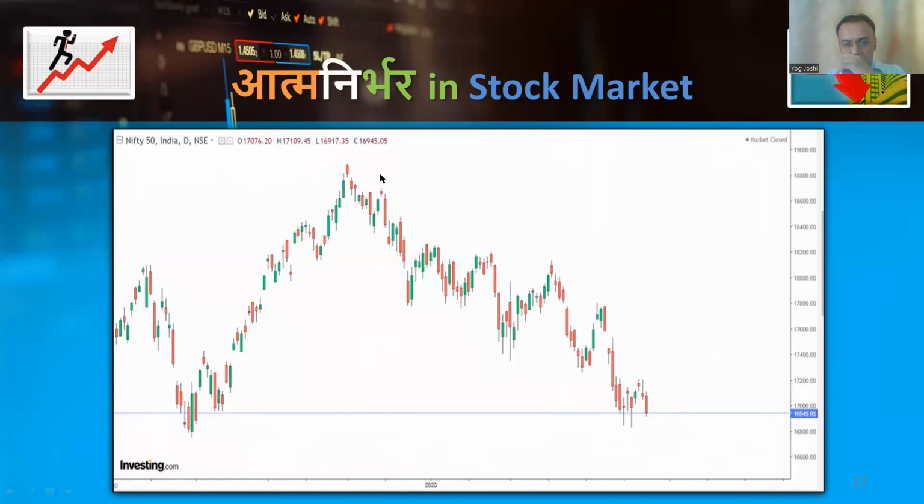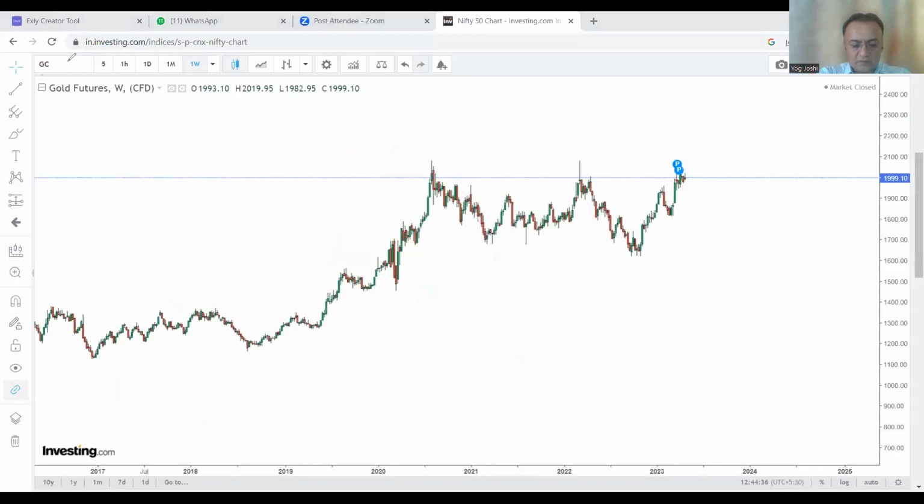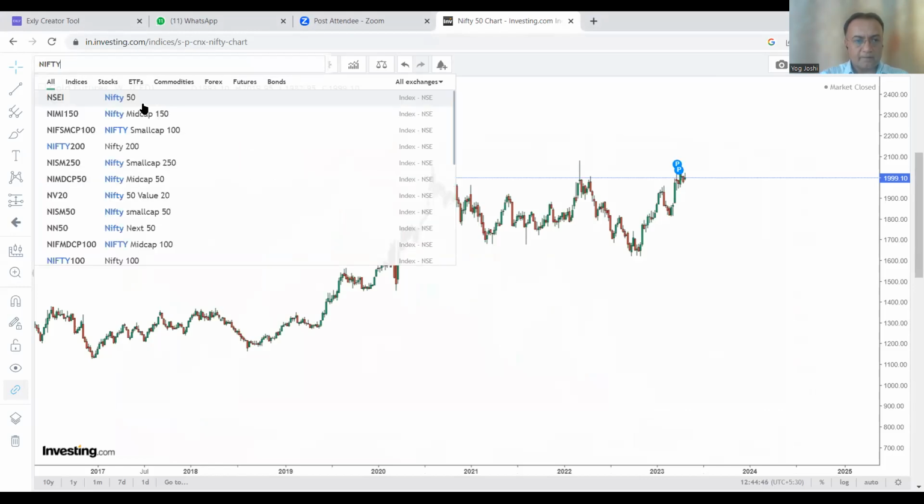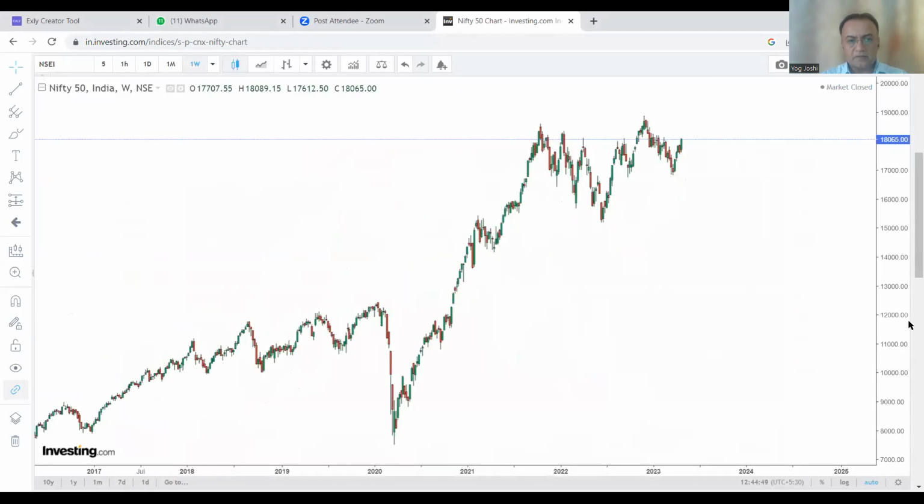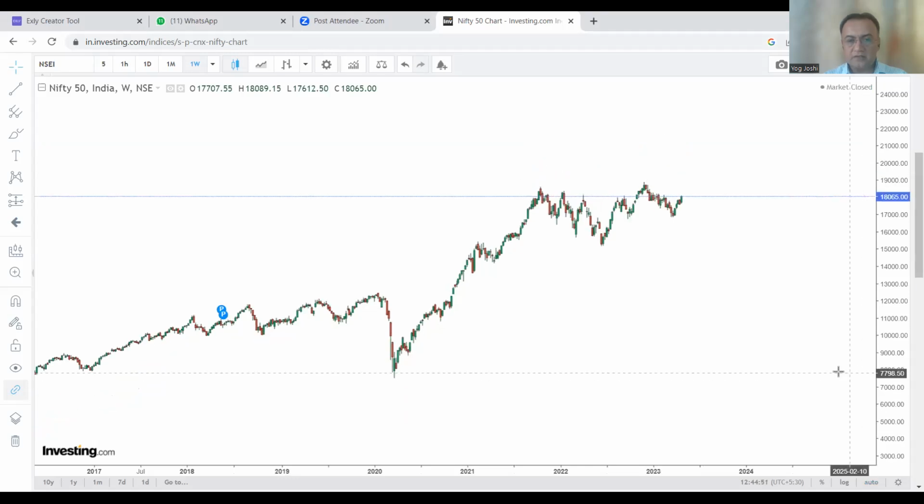So this is the Nifty chart. If we go to the Nifty chart, it is an Indian index, fine. Nifty is an index of the NSE, National Stock Exchange of India. We discuss all this in the Nifty chart. This is the Nifty 50. This is the weekly chart.